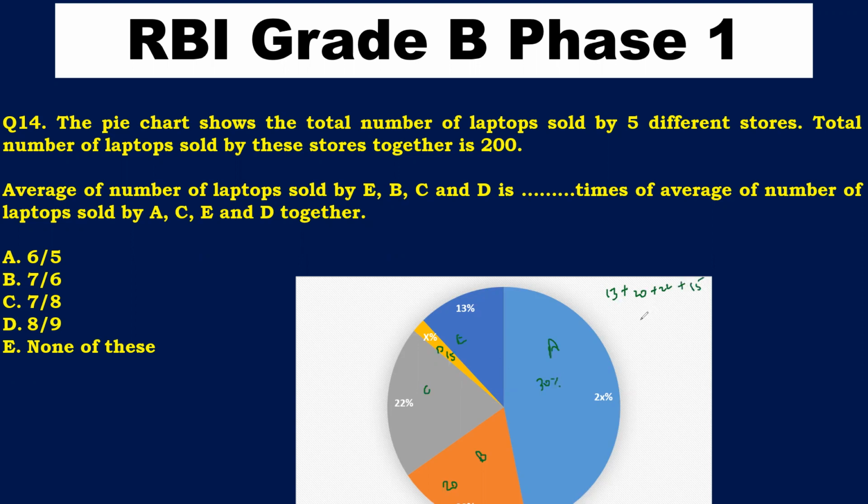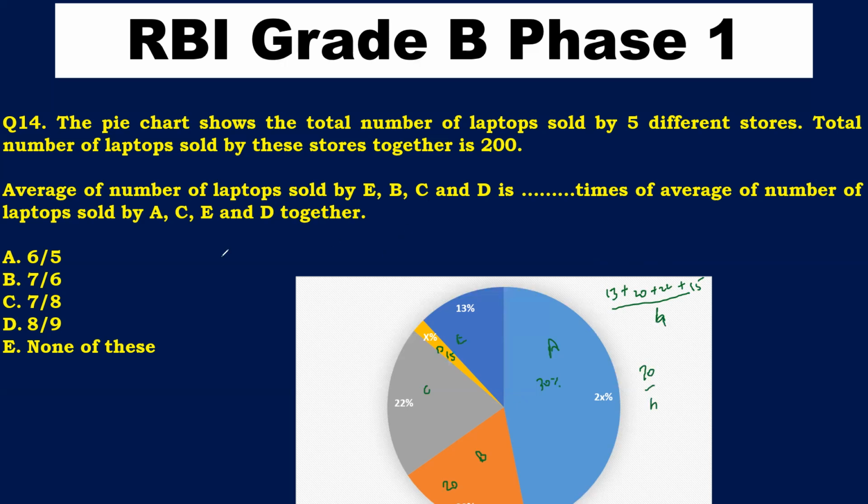So 15% is how many times the average number of laptops sold by... So if you have to calculate the average to average ratio, even if you skip the part of dividing it by 4, it works. So the sum here is 28 plus 22, 50, plus 70, by 4. 70 by 4 is the sum for these 4.